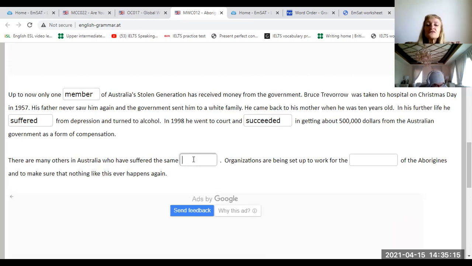Now you can use that word you were talking about. Same fit. Yeah. Organizations are being set up to work for the something of the Aborigines and to make sure that nothing like this ever happens again. Orphans. So organizations are being set up to work for the orphans of the Aborigines, and to make sure that nothing like this ever happens again. So I think we did a good job there.